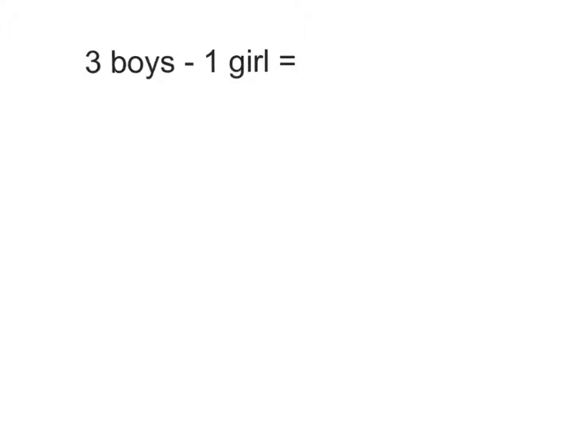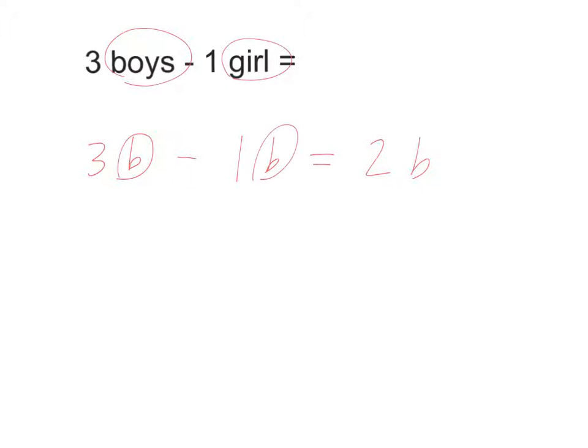When we have this problem, 3 boys minus 1 girl, it doesn't make any sense because the units are different. We have the units of boys and we have the units of girls. Can we do that? No. If I had 3 boys minus 1 boy, could we do that? Yeah, the answer would be 2 boys. We can do that because then our units are the same.